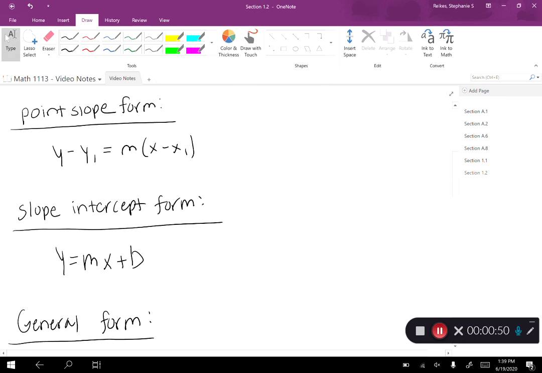Next, I want to go over the different forms you can write the equation of a line. The first one is point slope form. y minus y1 is equal to m times x minus x1. Next, slope intercept form. y equals mx plus b. This form is the one I used most often, where m is the slope and b represents your y-intercept.